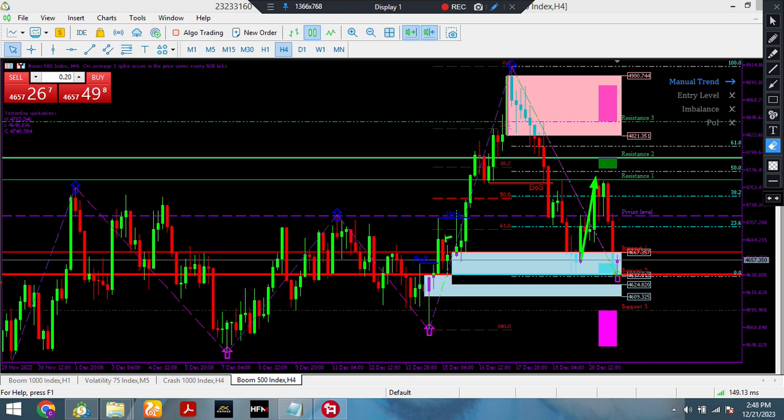Exactly. Now we have a sell order. Anytime price approaches this sell order in this 4 hour, maybe in future, maybe price gets to this zone and you notice price started coming up.